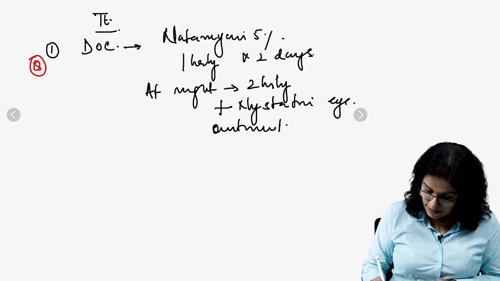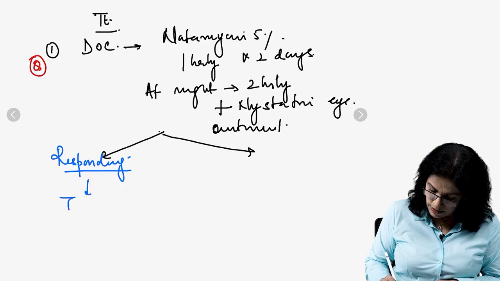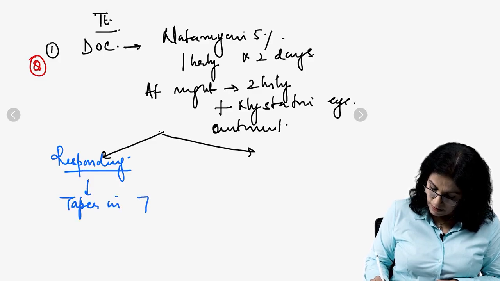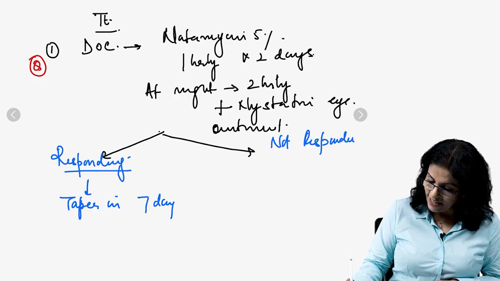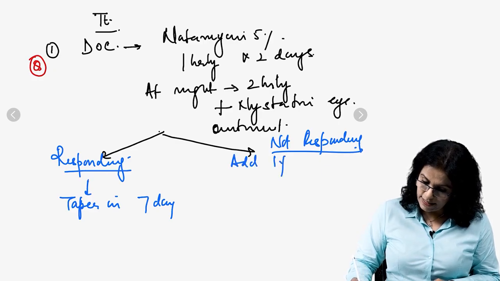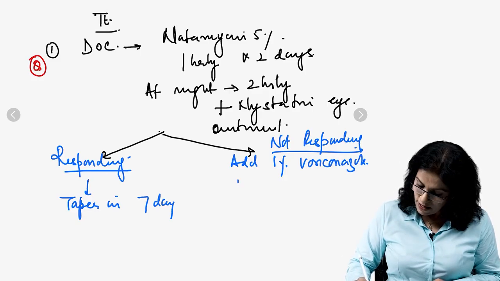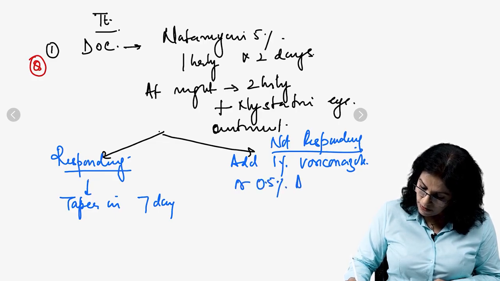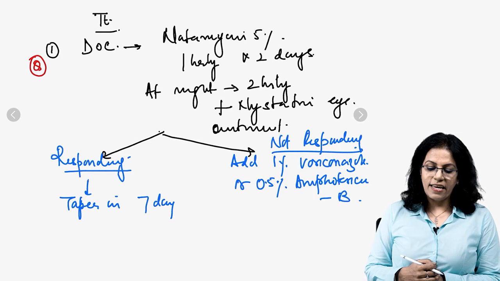Then only you can do this. So you have started aggressively. Now there are 2 options. Either it is responding to the treatment, then we continue and just taper in 7 days. But suppose it is not responding, now you add something more. We add voriconazole 1%, or another option can be 0.5% amphotericin B. And apart from natamycin, another option is econazole 1%.